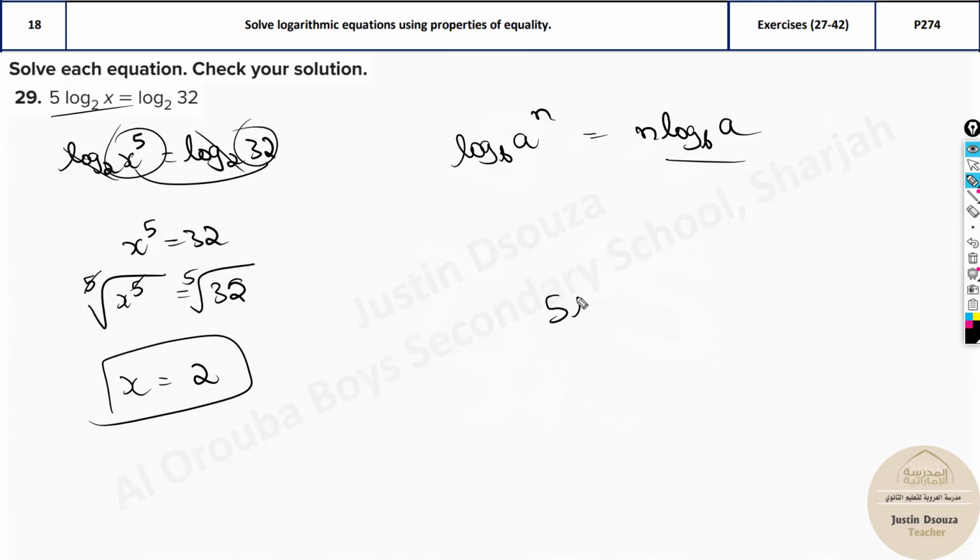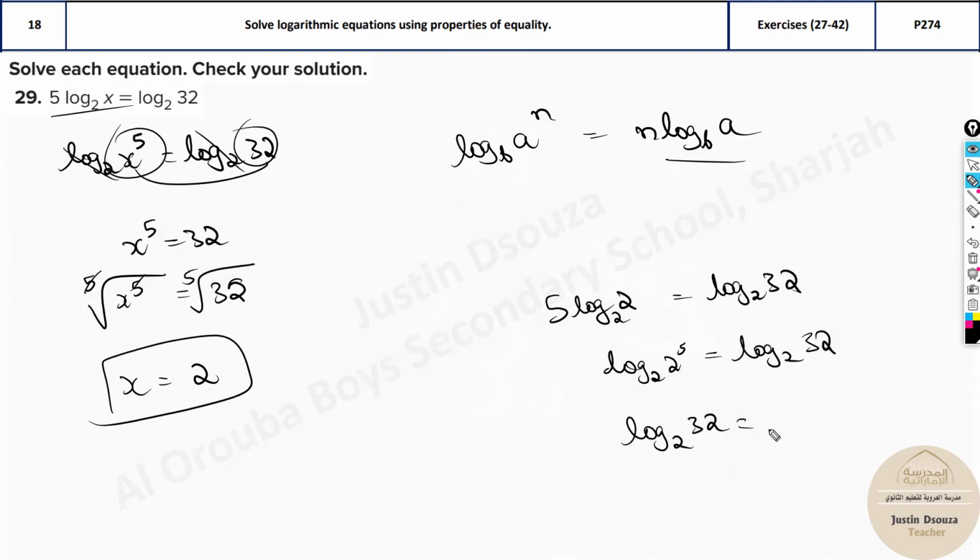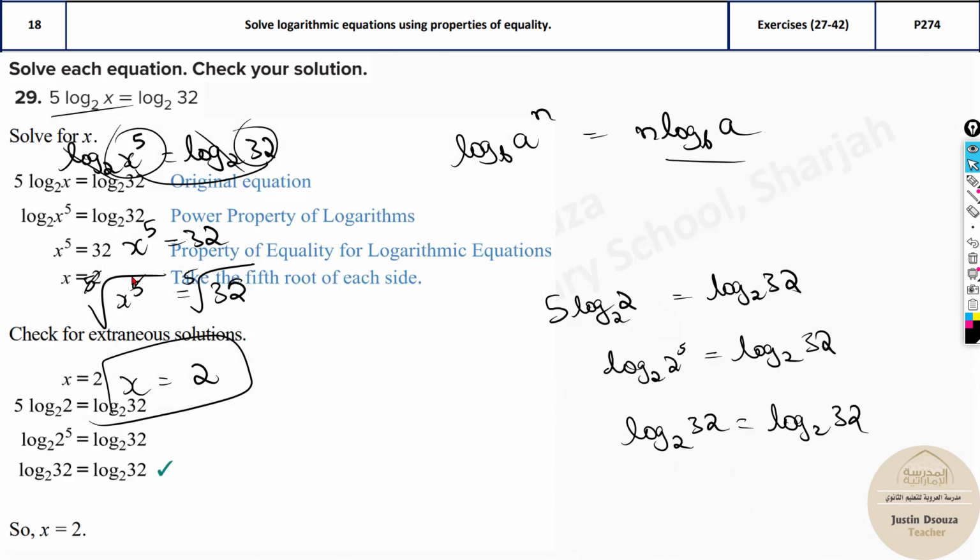What's going to happen? 5 log base 2 of 2 equals log base 2 of 32. Here this 5 goes to the power, so it will be log base 2 of 2 to the power 5 equals log base 2 of 32. And 2 to the power 5 is 32, which is equal to log base 2 of 32. This is the answer. Over here the answer is 2.